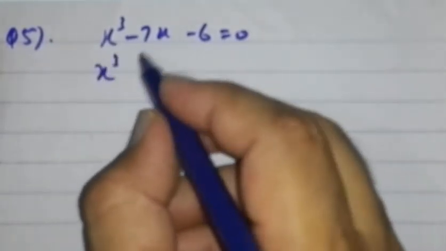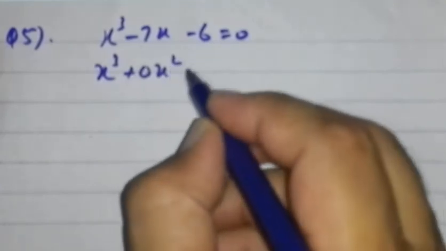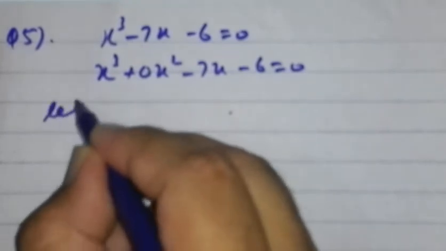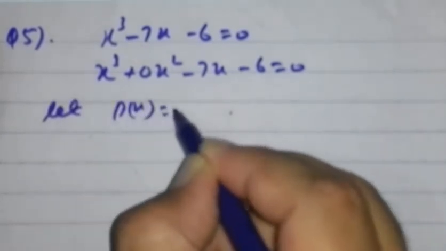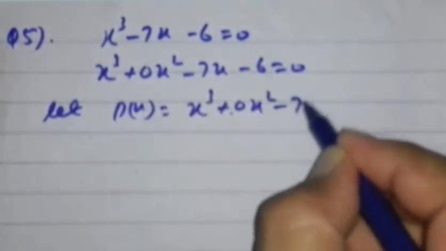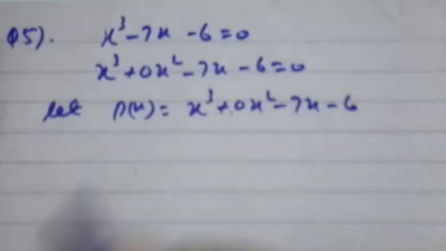Question 5. One root of the cubic equation x cube minus 7x minus 6 equals to 0. We can write it as x cube plus 0x square minus 7x minus 6 equals to 0. Let p of x equals to x cube plus 0x square minus 7x minus 6.